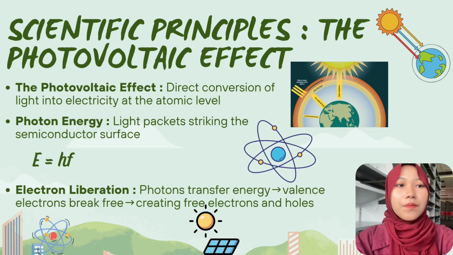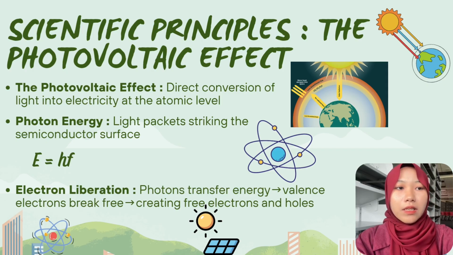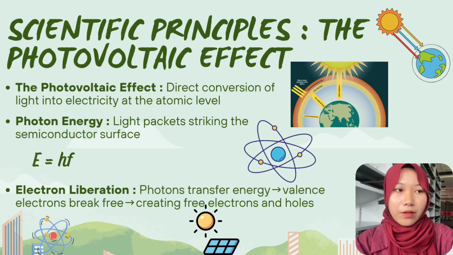The fundamental mechanism behind solar technology is the photovoltaic effect, which is the direct conversion of light into electricity at the atomic level. Sunlight is actually composed of tiny packets of energy called photons. When these photons strike the solar panel, which is made of a semiconductor material called silicon, they transfer their energy to the valence electrons. This process is governed by the quantum formula.